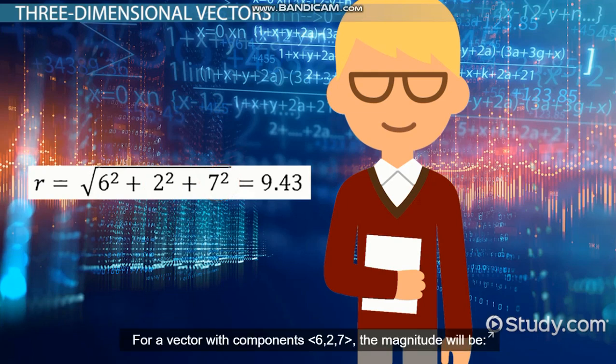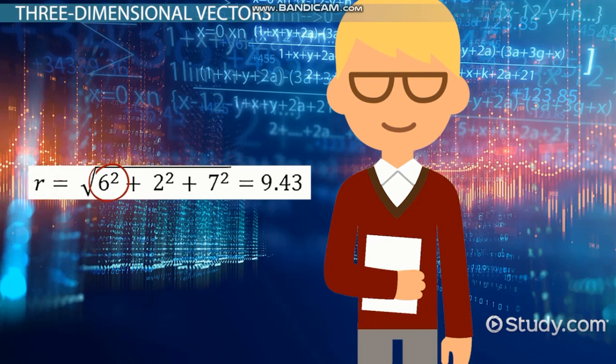For a vector with components 6, 2, 7, the magnitude will be r equals the square root of 6 squared plus 2 squared plus 7 squared, which equals 9.43.